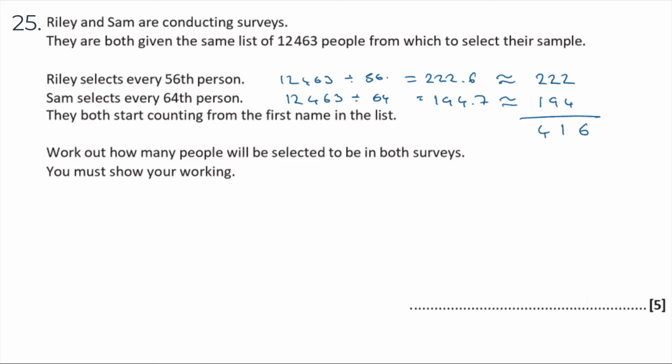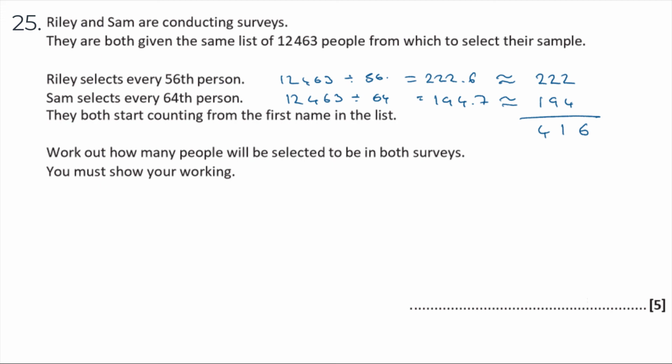416. However, there's a catch, because every now and then, I guess, Riley and Sam are going to land on the same person, aren't they? If they land on the same person, they can't both have that same pick because it's the same person. So the other thing we need to do is deal with any person that they both picked, and make sure we're not double counting them.